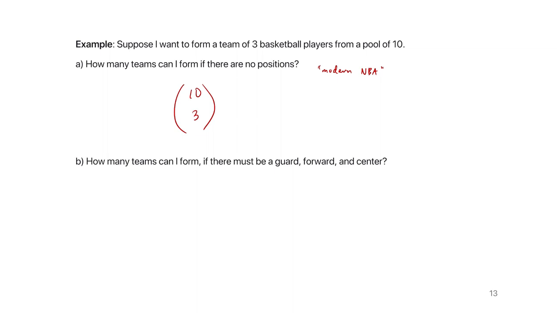Is that clear? Okay. Now, how is it different if there must be a guard, forward, and center? Very close. Yeah, 10 factorial over 7 factorial. So this, part B, is really a permutation of these three, because it matters who I select to be the guard, who I select to be the forward, and who I select to be the center. So I can even write it like this: guard, forward, center, 10, 9, 8.